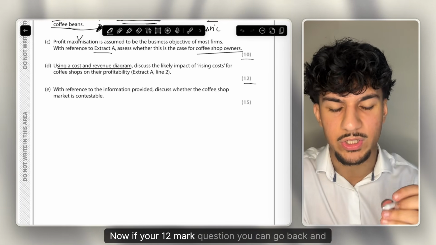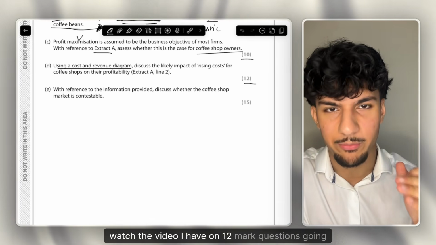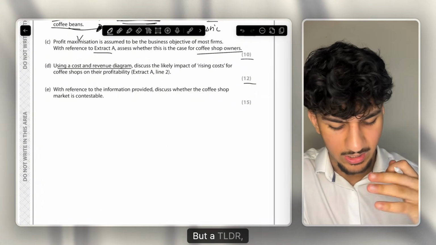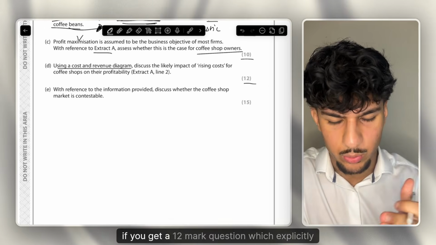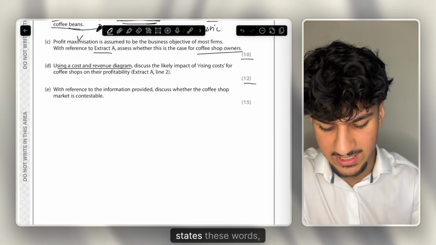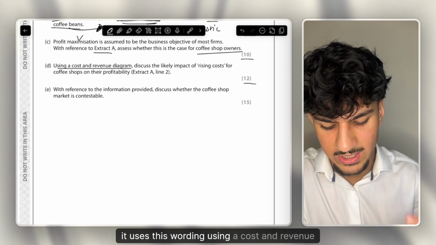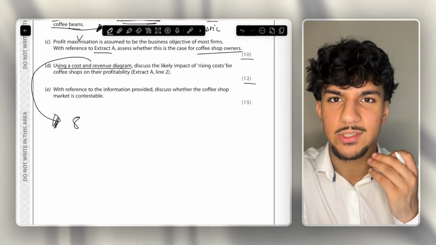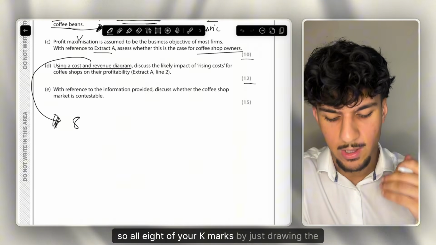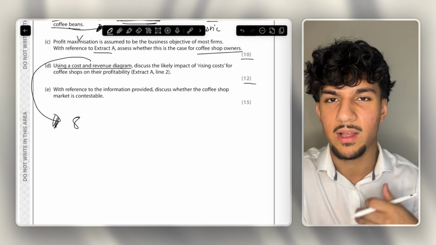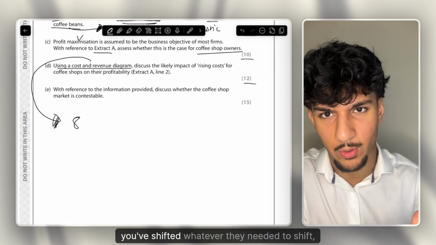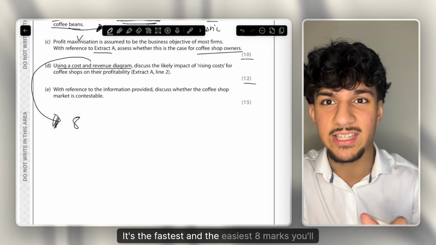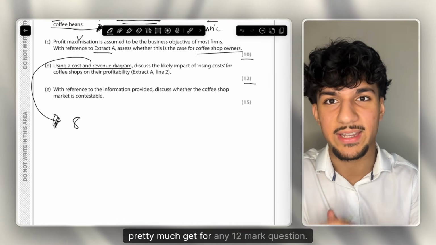Now, for your 12-mark question, you can go back and watch the video I have on 12-mark questions, going in depth on it. I go a bit more in depth than this, but a TLDR, if you get a 12-mark question which explicitly states this wording, using a cost and revenue diagram, this means you can pick up all 8 of your KA marks by just drawing the cost and revenue diagram. As long as your diagram is accurate, you've shifted whatever they need you to shift, you've got a decent chain of analysis, it's the fastest and the easiest 8 marks you'll pretty much get for any 12-mark question.